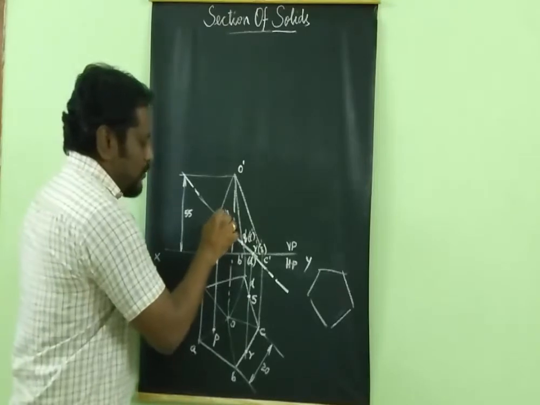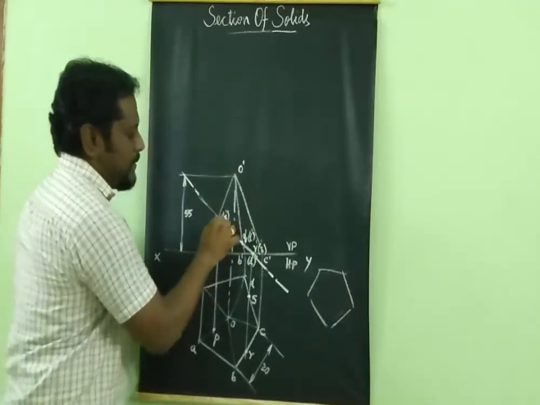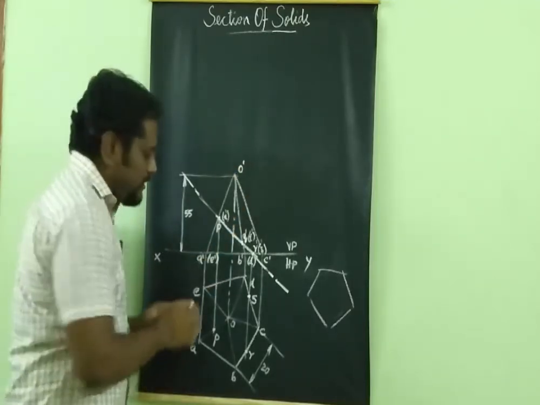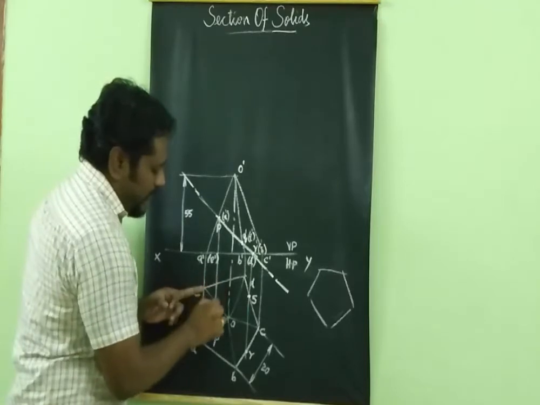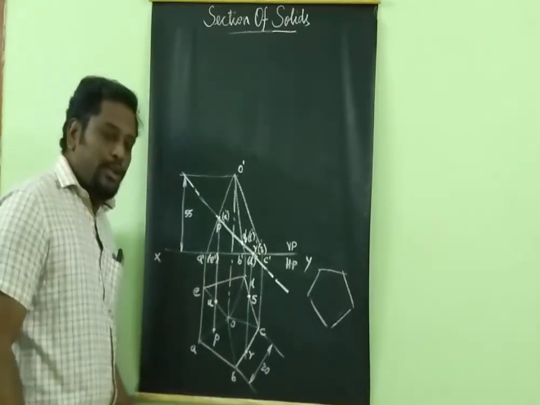Similarly, to mark the point U, you project this point downwards. The point U is in the invisible edge OE, right? So in the OE line, where it cuts here, this point will be your point U.